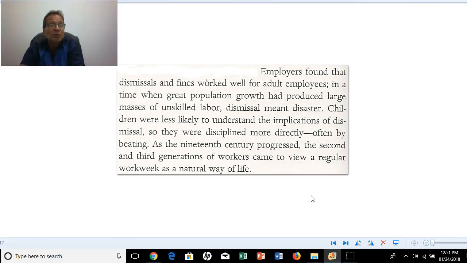And employers will use various methods like fines or dismissals for drunkenness on the job. It's dangerous to work drunk around many of these textile machines. You can get killed, or you can fall into these ovens that are using the puddling system to make iron. And it's dangerous to lose your job as well because of the huge population. There is a mass amount of unskilled labor readily available. Children aren't going to understand the implications of dismissal, and discipline used on child labor was usually pretty fierce. They usually were beaten or whipped.